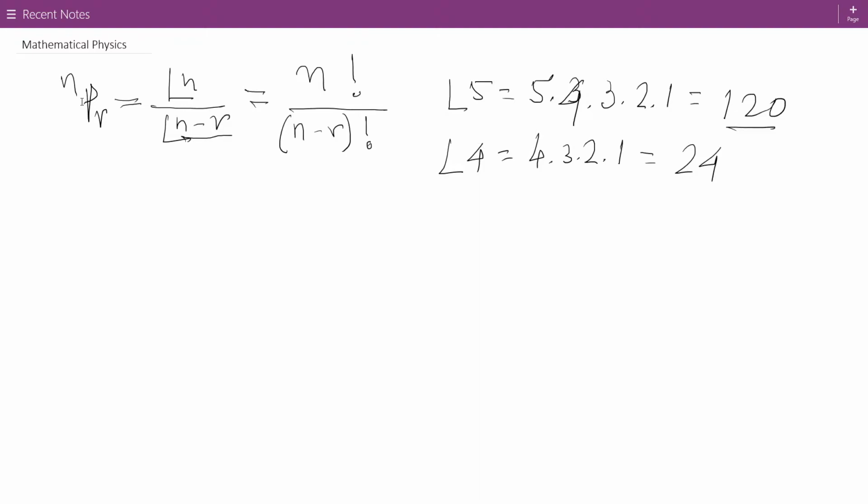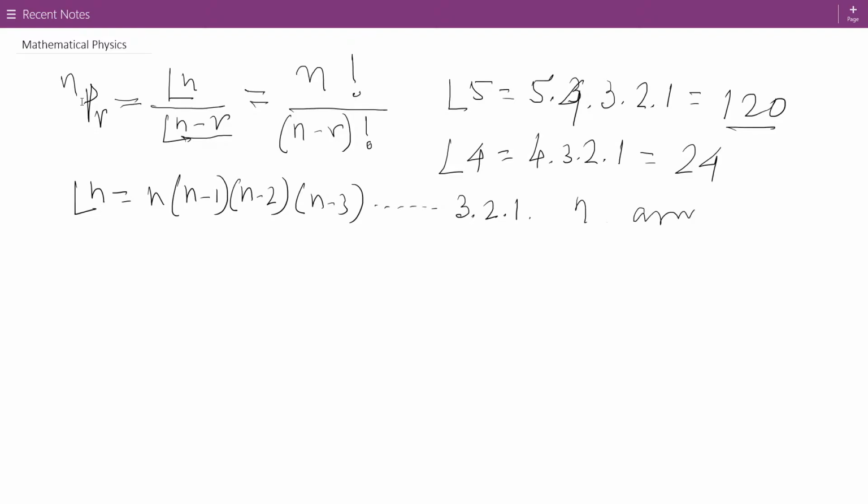Another way, factorial n you also write in this way: factorial n equals n, then n minus 1, then n minus 2, then n minus 3, up to 3, 2, 1, for any integer or whole number. Just note that factorial n by factorial n minus r is called nPr.